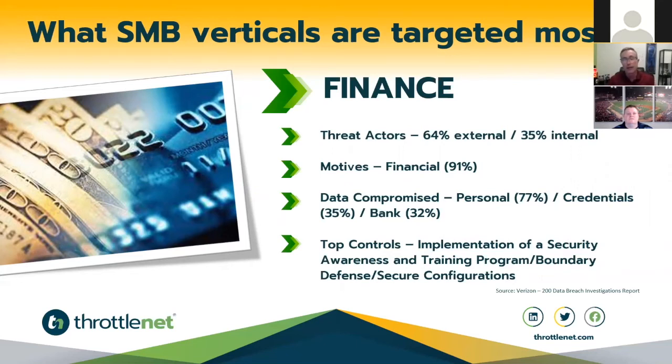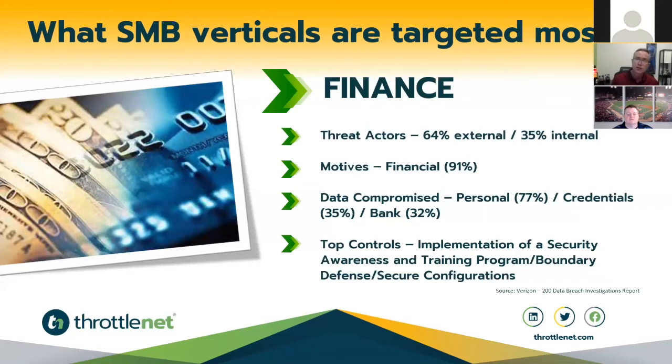Now, in the case of financial, of course, 91%, almost 100% of the time, it's to gain financial information, right? That's their motive, all right? Gain information about clients, gain information about different finances, et cetera. The data that's compromised, usually personal information about an individual or client, credentials to access systems at a later date, and then banking information, accounting information, that kind of stuff to be able to access that data or to have it on file when the time presents itself that they can.